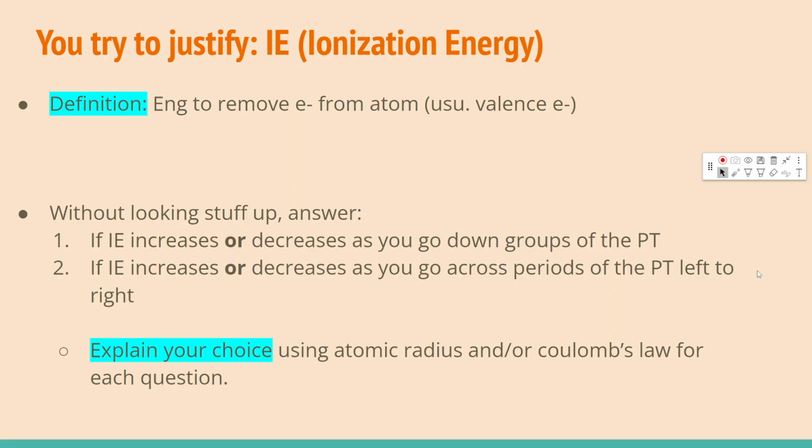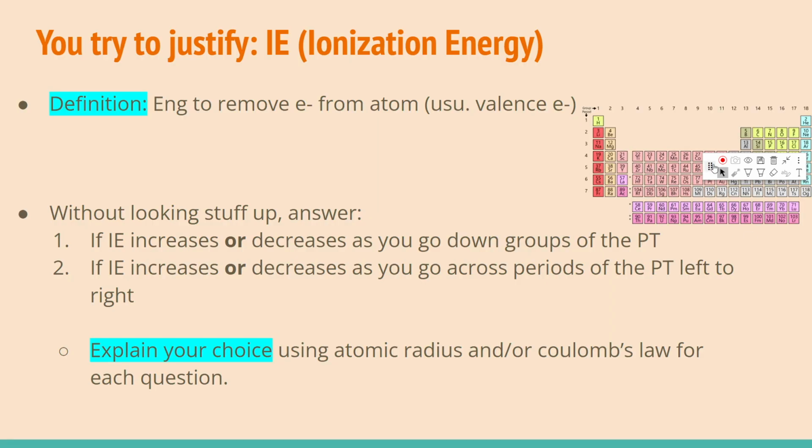Alrighty, so here's your turn. You're going to do it for ionization energy. Here's the definition: it's removing an electron from the atom. We're usually talking about the valence electron. If I already removed the valence electrons, then I'm talking about whatever the next outermost electron you have.